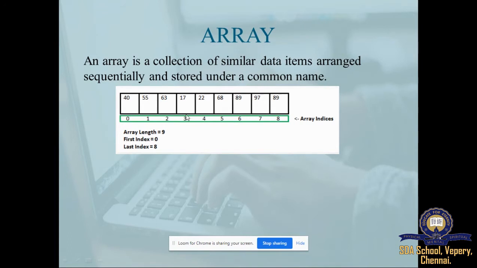You are not going to store any characters here. So similar data items arranged sequentially, that is one after the other, and stored under a common name. So you have a common name for this array storage. Here, let me give this as x. The array name will be x. So x of 0th position will have 40, position number 1 will have 55, and so on till x of 8 will be having 89, the last array value. And the array subscript always starts with a 0.